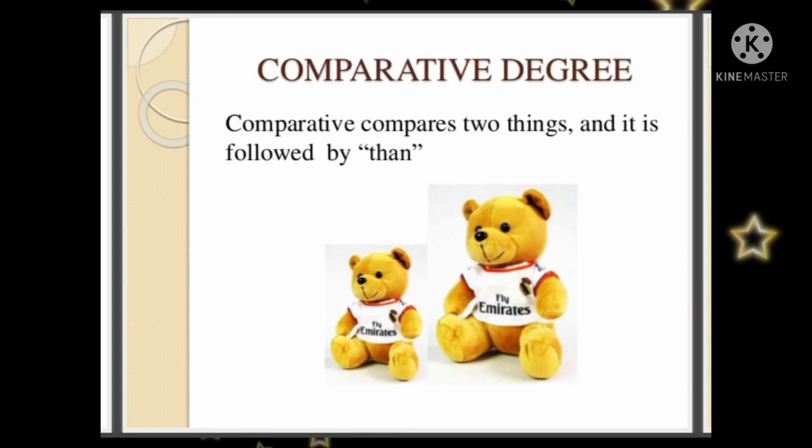The second type of degrees of comparison is comparative degree. From the title you must have understood there is a comparison. See these pictures. One is bigger, the other one is smaller. So by using a comparison, you compare these two things. When there are two things, you can compare them by using than, and also you can use er along with the adjectives. You will see more examples.